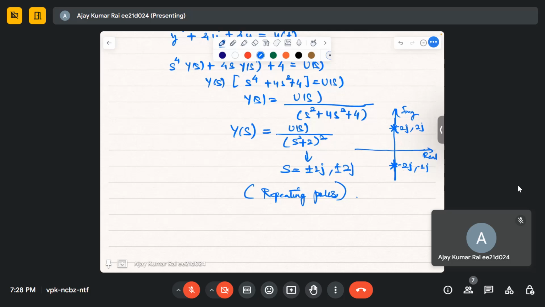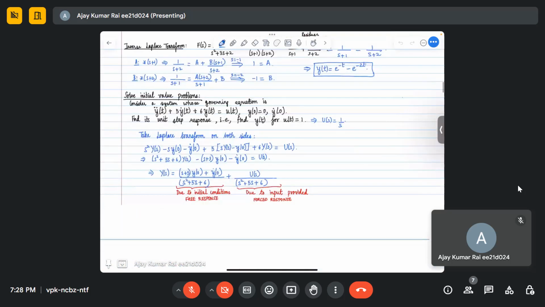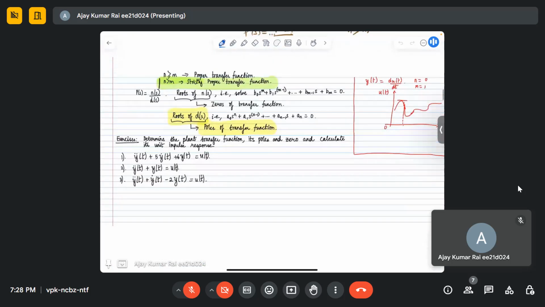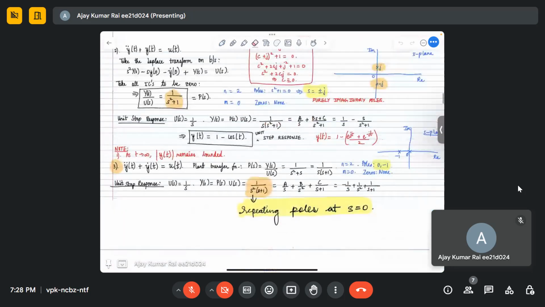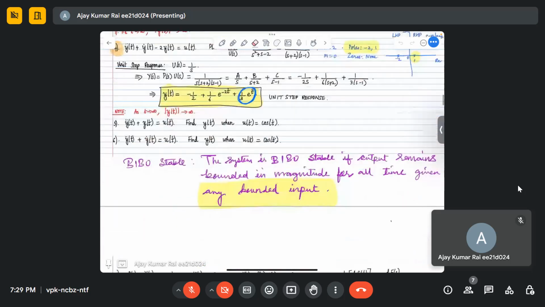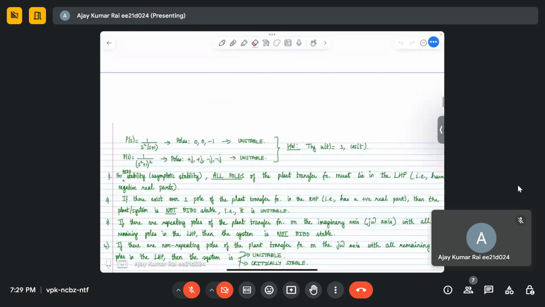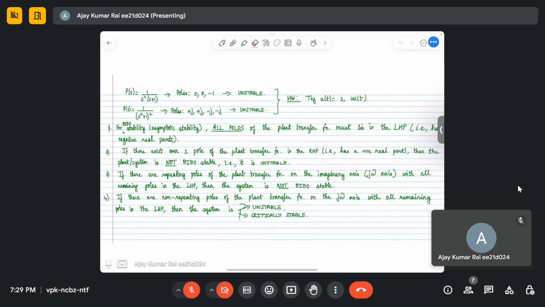So just go back to the class. I'll show you where it is. Seeing in the class also, for examples, you're seeing this particular example. Similarly, in our particular question we have 1 by (s^2 + 2) whole squared, right? So poles will be 2j, 2j, minus 2j, 2j. Looking at the poles we can say the system or the plant is unstable.